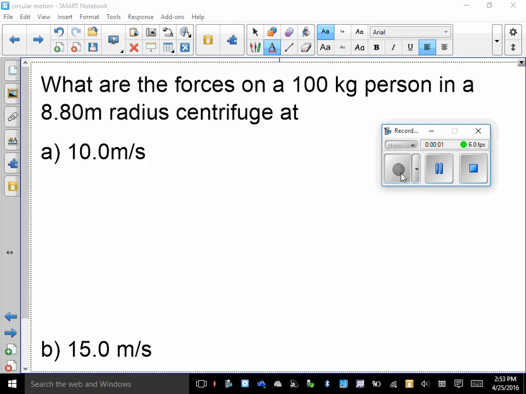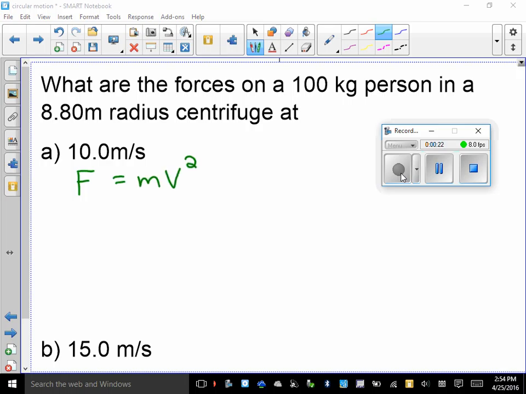Now we're going to look at the forces on a 100 kilogram person spinning around in a centrifuge with a radius of 8.8 meters, traveling at 10 meters per second. We're going to use those formulas we just used. The force is equal to the mass times velocity squared over the radius.